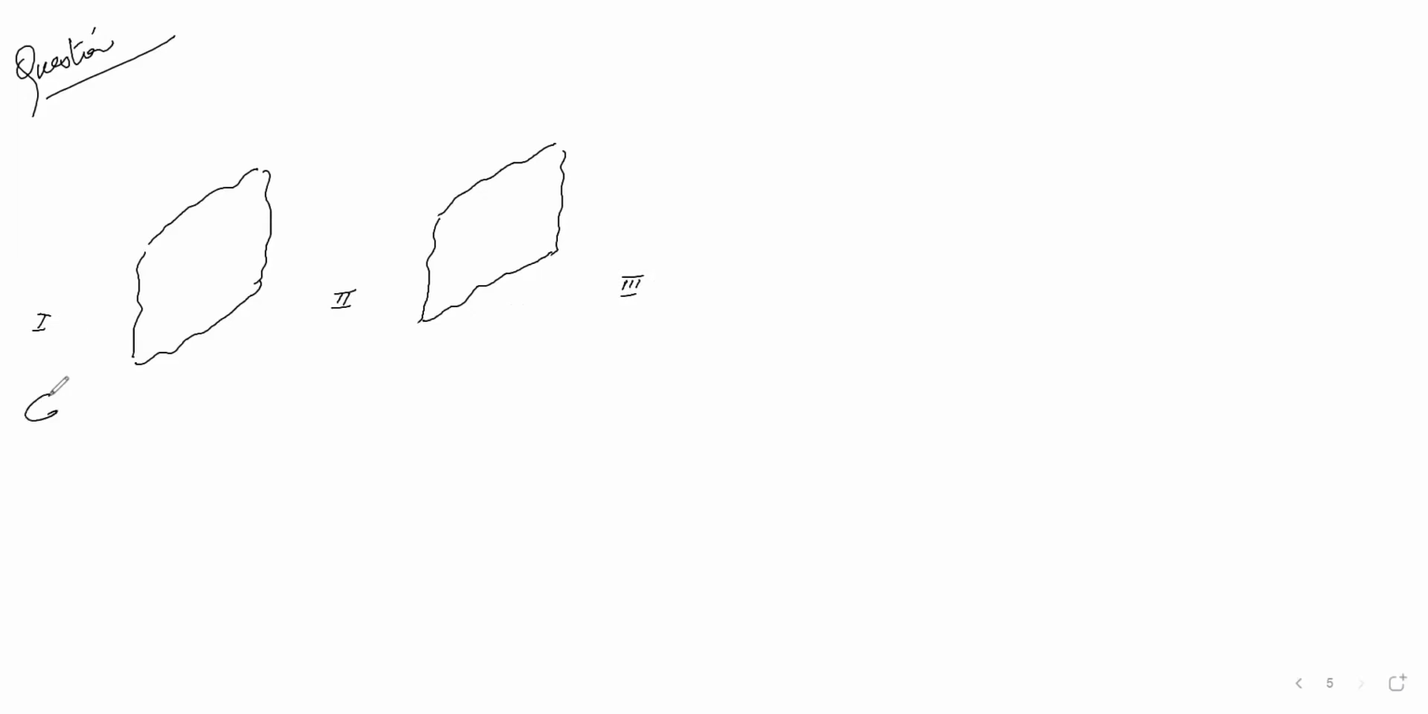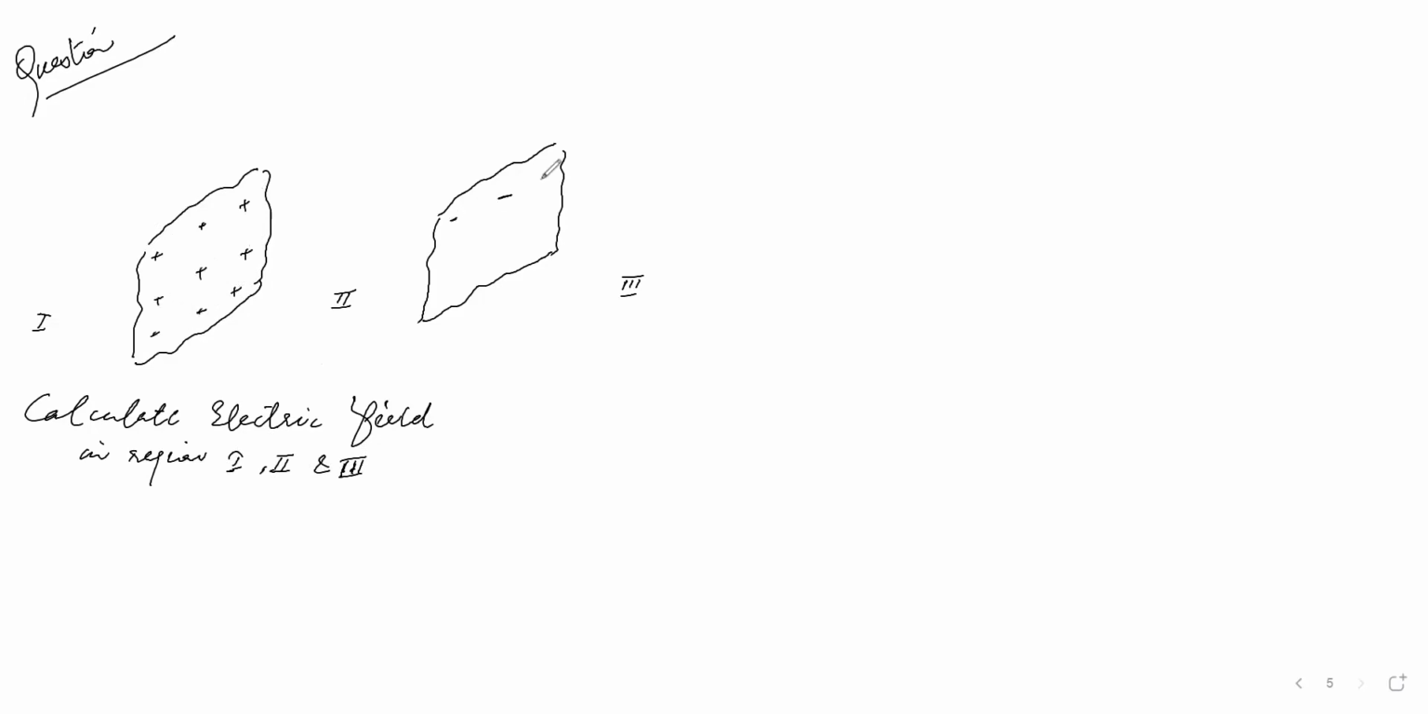It is asking us to calculate the electric field in region 1, region 2, and region 3. This is our question. This sheet has a positive charge, and this one is negatively charged. The density of the first is sigma 1 and the density of the second is sigma 2.